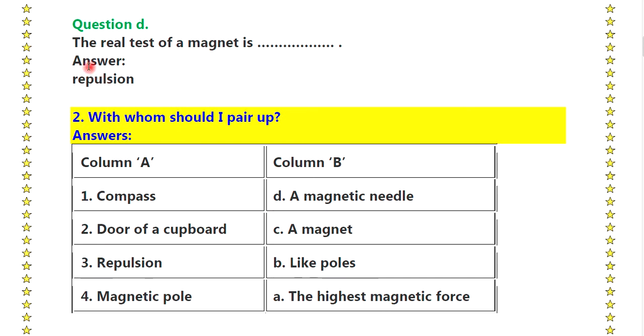Question D: the real test of magnet is repulsion.